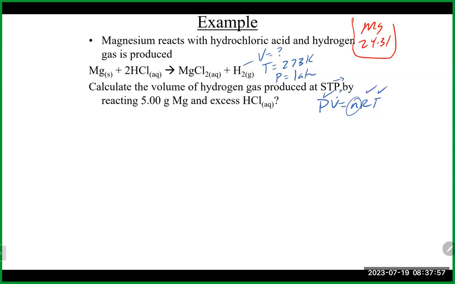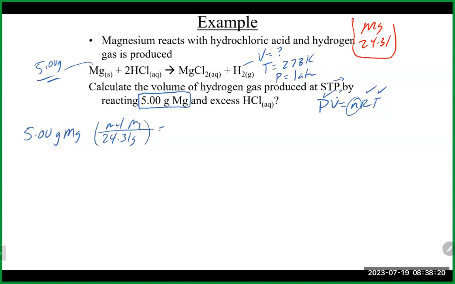But in order to do that, the only other piece of information we have is 5 grams of magnesium, which is where we're going to start with the basic stoichiometry steps here. So we're going to take our 5 grams of magnesium, using the molar mass of magnesium, 24.31 grams per mole.